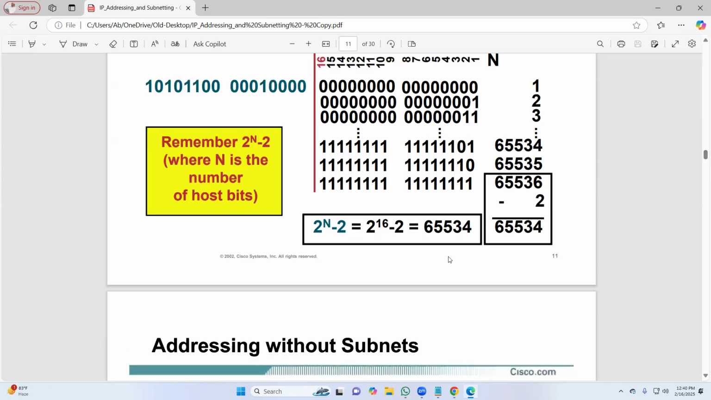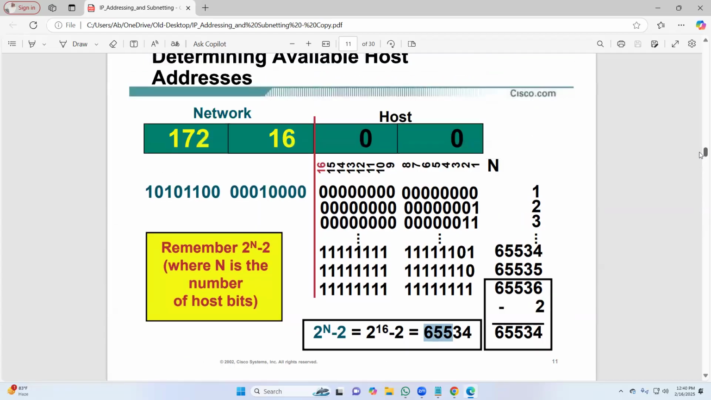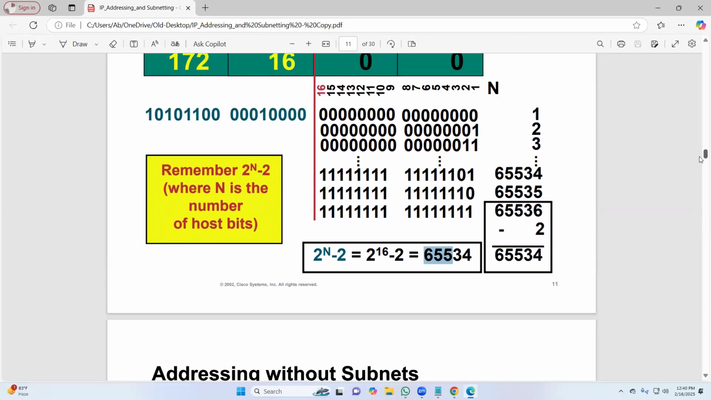And this is basically the formula how to calculate the IP. 2 power n means number of IPs, minus 2. Minus 2 means first IP and last IP. And 2 power n means this is the IP address. And this n is the number of IP addresses. If there is a 16, then 2 power 16 minus 2. Okay, this is the number.